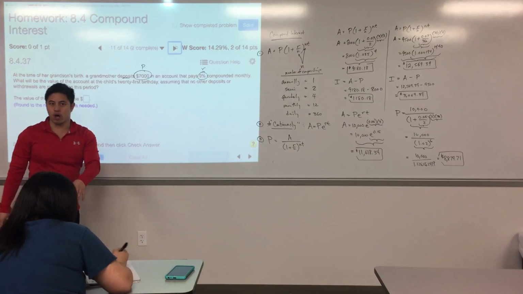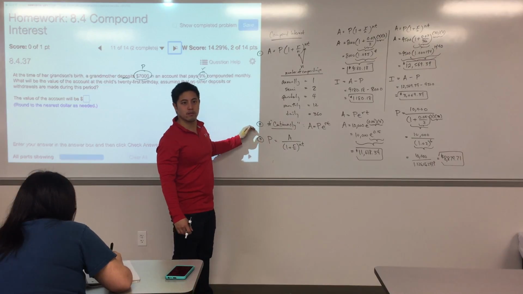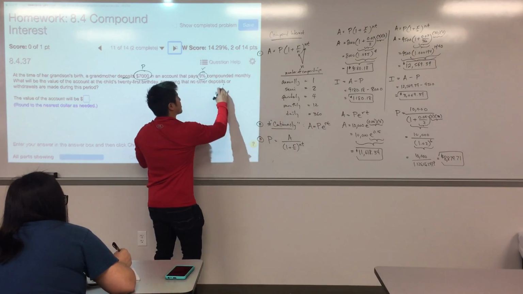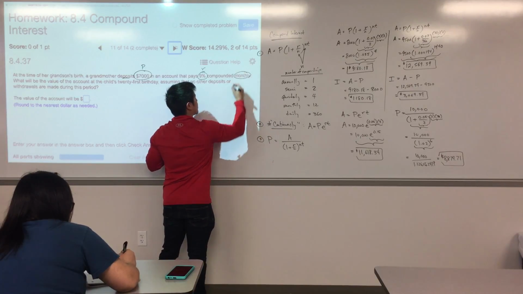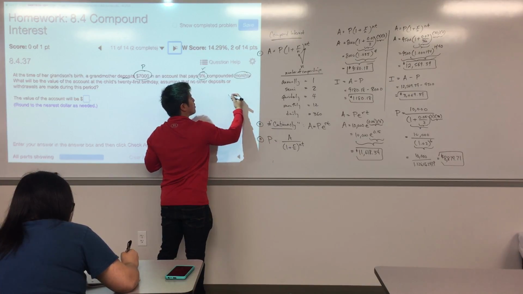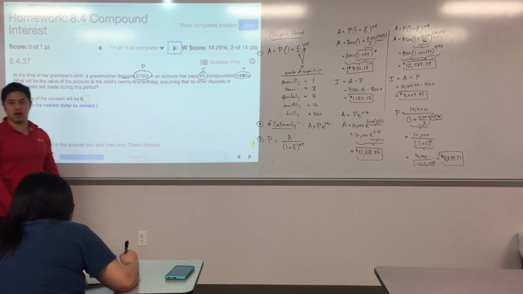Compounded monthly. Stop for a moment. Are we using this first one or the second one? First one, because they said compounded monthly. They didn't say continuously. So if it's monthly, what is that variable? 12. It's 12 for your n. Does that make sense, guys?